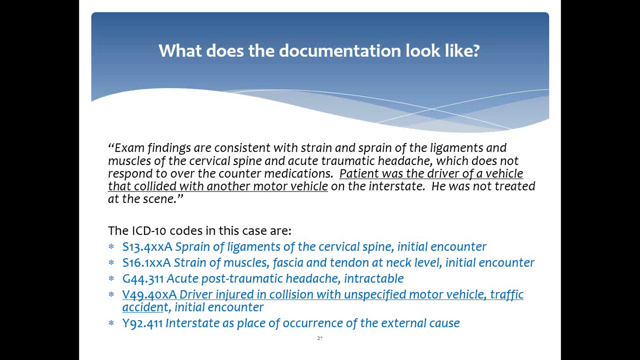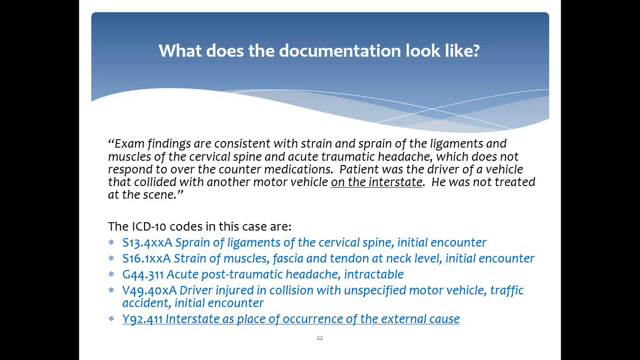The last two codes I chose are external cause codes. The first one is a V code, which tells me these are traffic-related or transportation accidents, or V codes. The driver was injured in a collision with an unspecified motor vehicle. So I went ahead and made sure that my note specified that the person was the driver, they collided with another motor vehicle, and I included all that in my note to support the code so that they matched up really nicely. And then my last external cause code here is a place code. That was not information I included in the note initially, but I added this to say that they were on the interstate. And so I've chosen a place of occurrence code that tells me where they were.